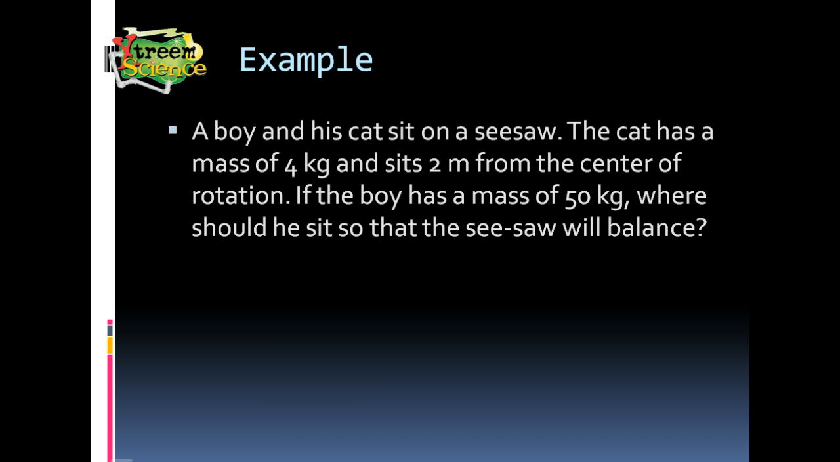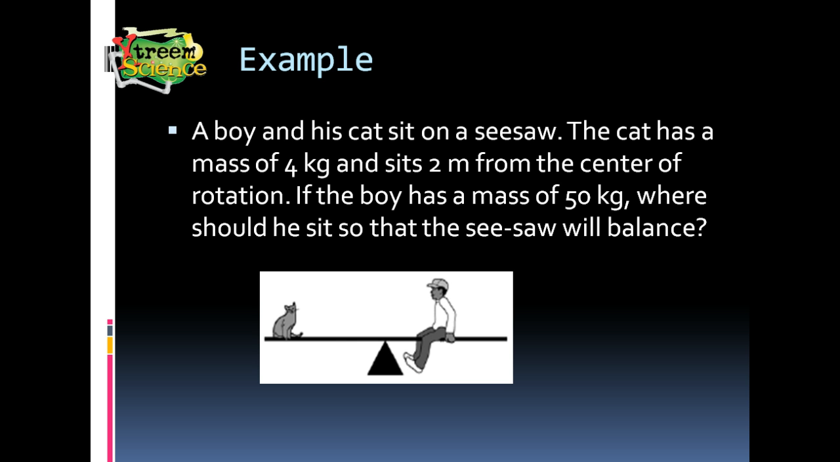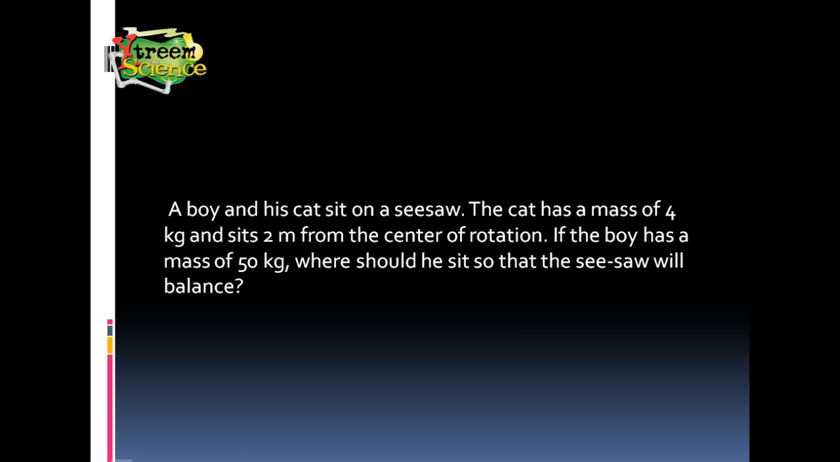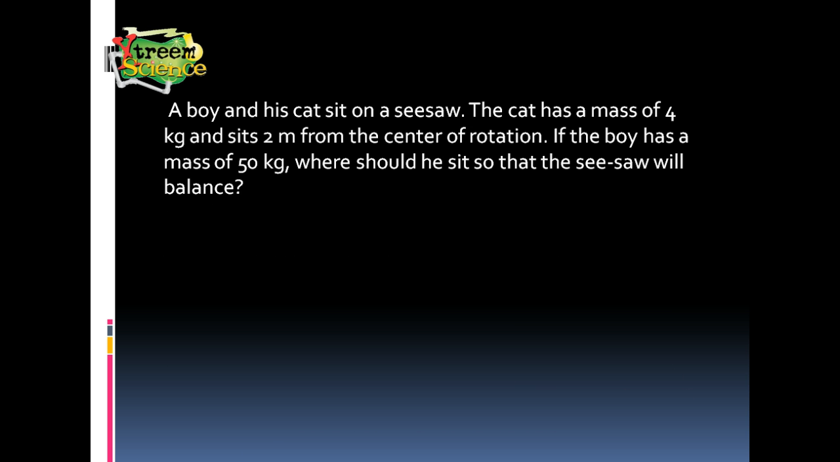Here's another example, kind of a little bit different. A boy and his cat sit on a seesaw. The cat has a mass of 4 kilograms and sits 2 meters away from the center of rotation. If the boy has a mass of 50 kilograms, where should he sit so that the seesaw will be balanced? So basically, the torque of the cat has to equal the torque of the boy for the seesaw to be balanced. So we're going to put all this stuff in.